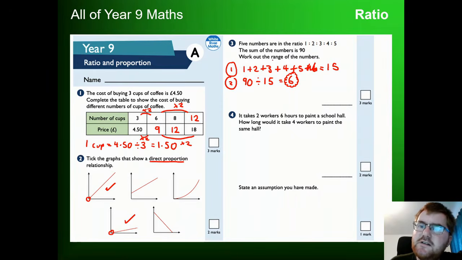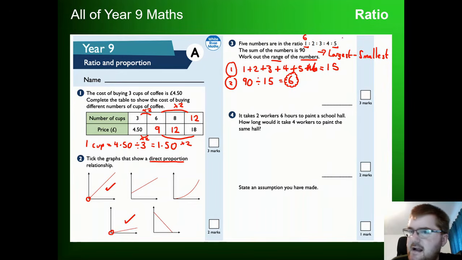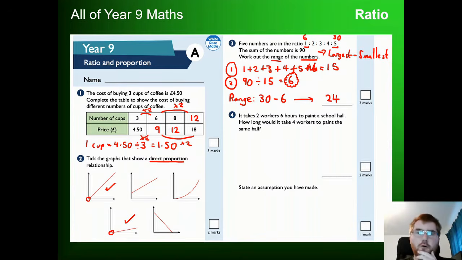Now for this question, we only need to work out the range of the numbers. Now the range, remember, is the largest minus smallest. So with this question in mind, all I need to do is work out what this part of the ratio is and this part of the ratio. So we need to times each of those numbers by 6. So 1 times 6 is 6, and then 6 times 5 is 30. We could work out the middle numbers, so 12, 18, 24, but not necessary for the question. And so the range will then be just the 30 minus 6, biggest minus smallest, and that leads to our answer of 24.